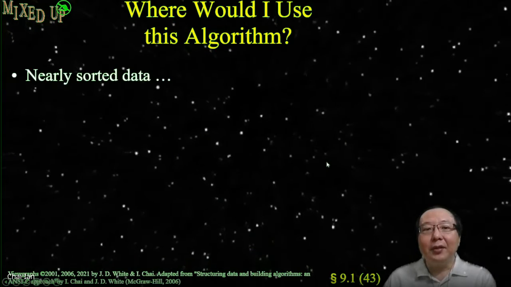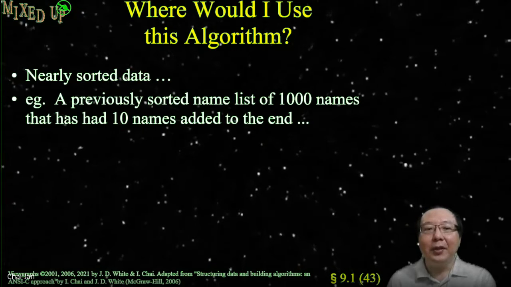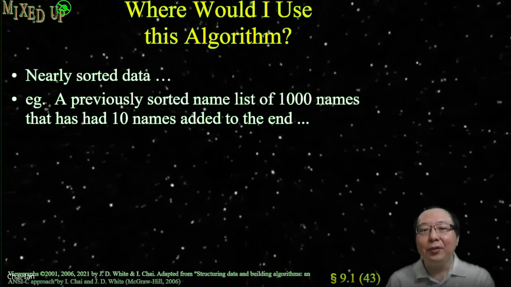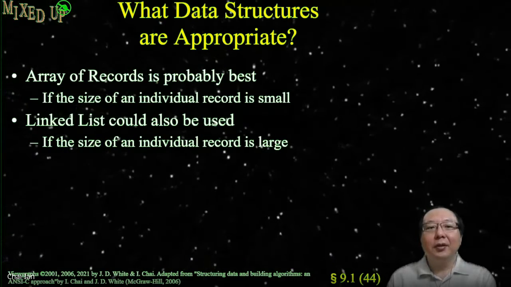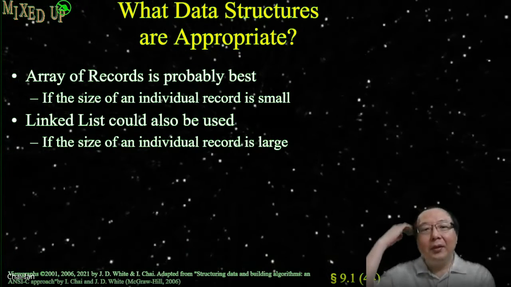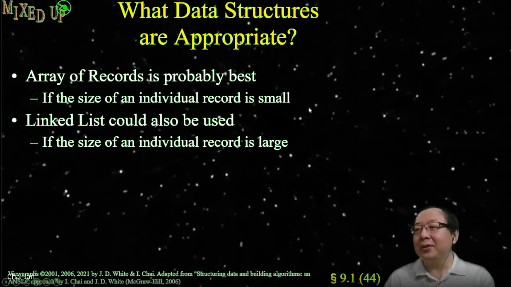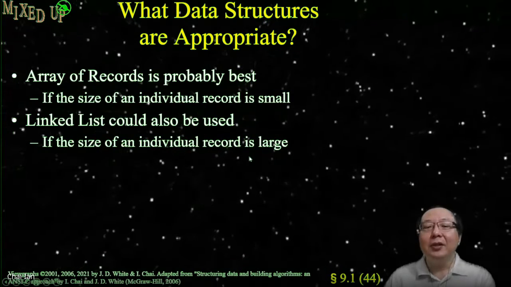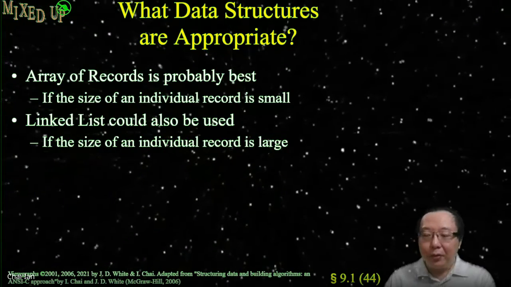So where will we use these algorithms? If your array is already mostly sorted, for example, if you had a previously sorted name list of 1,000 names, and you just had to add 10 new names, then this is a good algorithm to use. And what data structure is appropriate? If the size of an individual record is small, then you might as well use an array of records because it's easy. But if the size of an individual record is big, then you might want to use a linked list so that you don't have to copy so much data at one go.